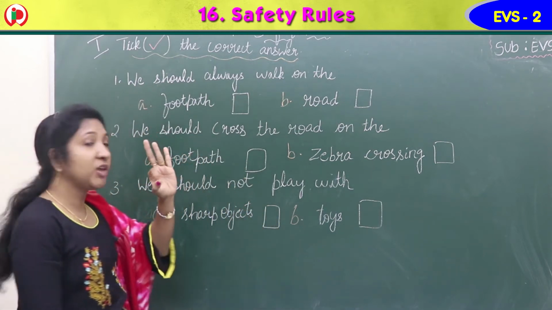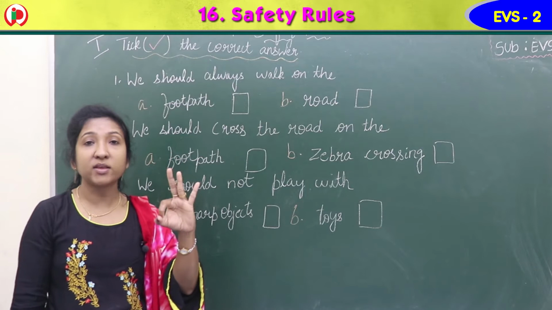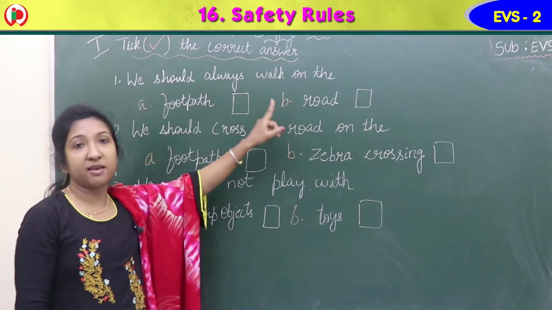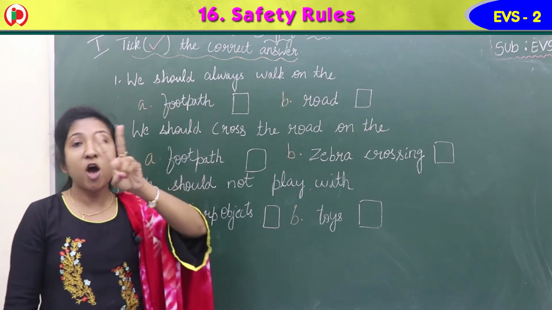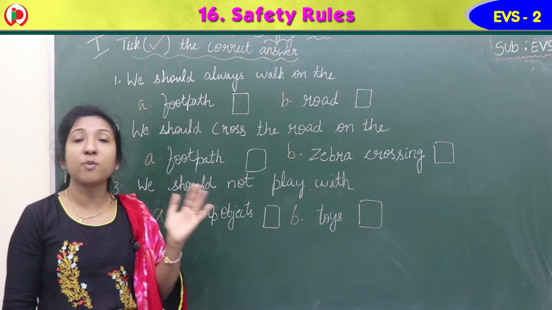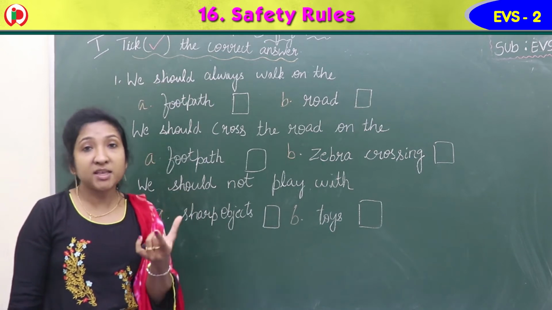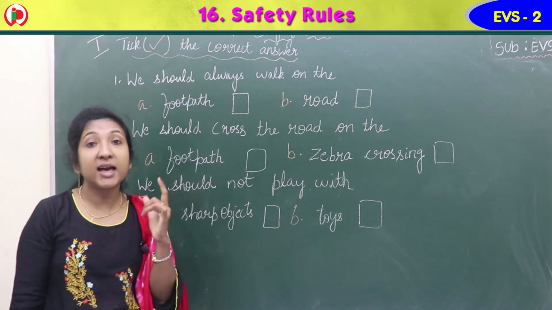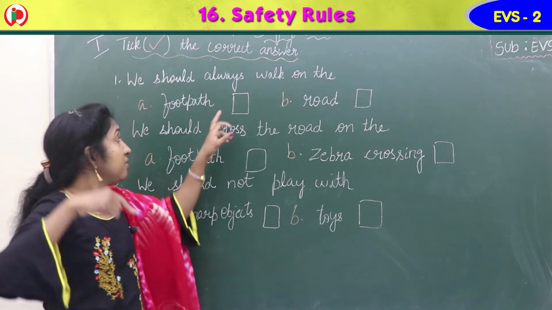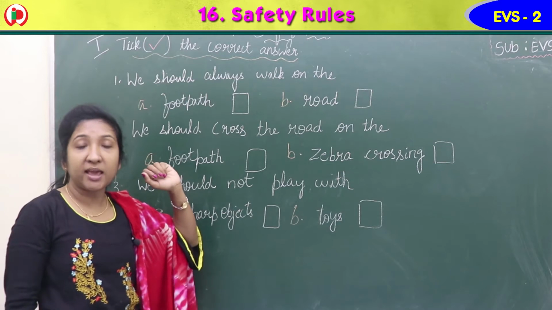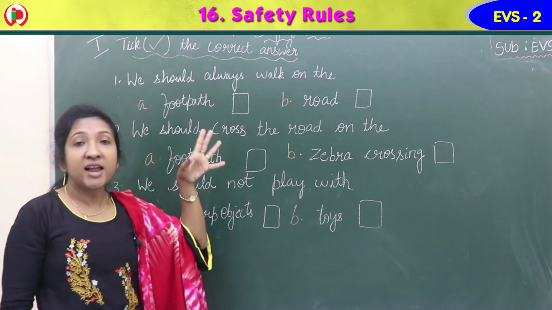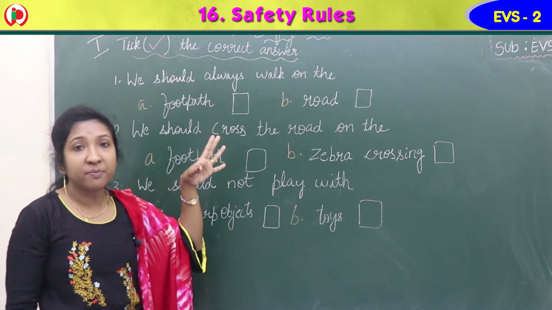So there are three questions, and two options are there, A and B. For each question, two options are given, option A and option B. Among these options, you have to select the correct answer. Then you have to put a tick in the box given. So that you have to take care of. Shall we read the first question, children?